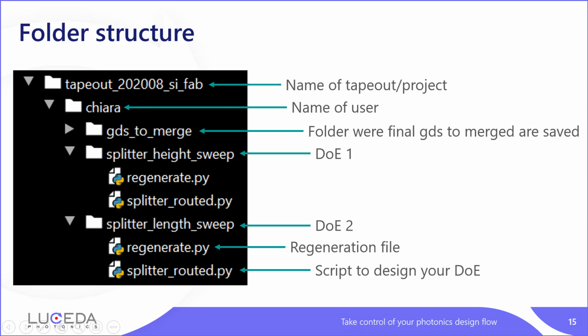And under Chiara's project, there will be several directories. Some are for the DOE design folders, the designs, the splitter height sweep, and also the splitter length sweep, the DOE2. And for each DOE directory, there is the actual script to design your DOE. There's also a regenerate script. So the output of your design, the DOE designs, will be generated into this GDS to merge folder, where it stores the output of the regenerate script.